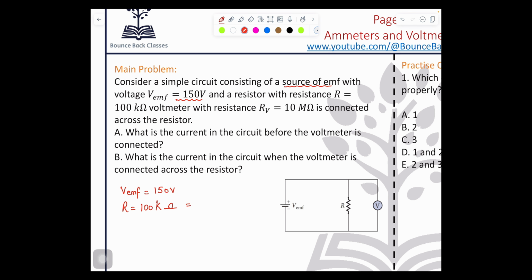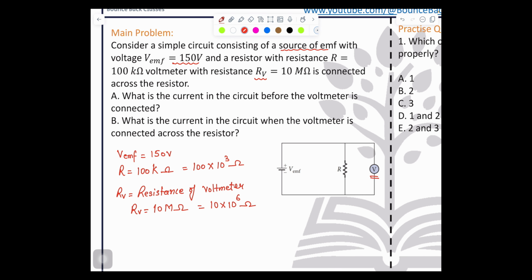First of all, solve this. 100 kilo means 10 power 3 ohm, with resistance RV. What is RV? RV is the resistance of the voltmeter. So RV is equal to 10 million ohm. What does it mean? 10 million, or mega, means 10 raised to power 6 ohm.